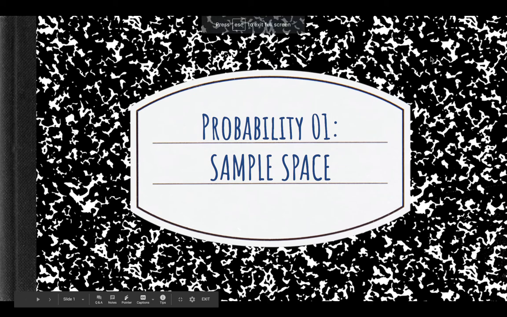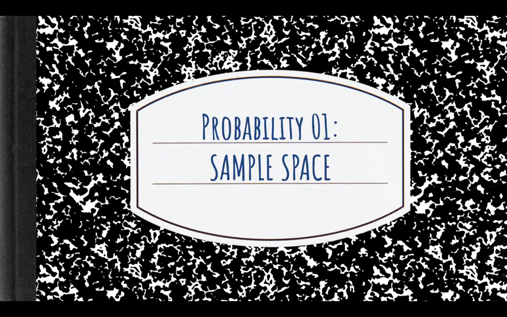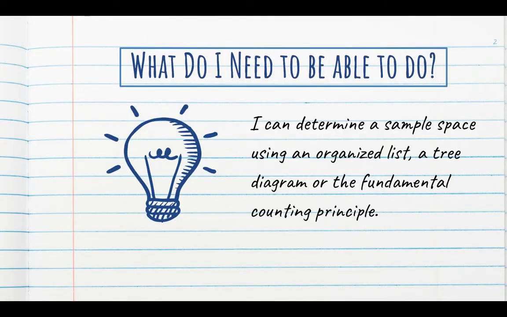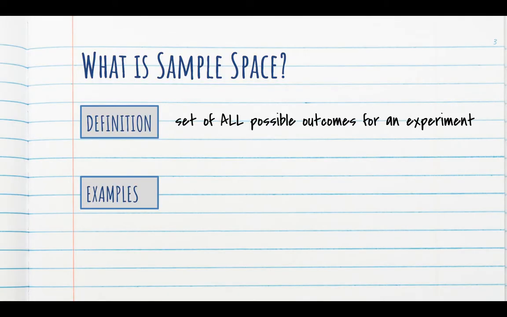Today's video is the first in our probability unit and is about sample space. The objective of this lesson is to determine a sample space using an organized list, a tree diagram, or the fundamental counting principle. When we talk about sample space, we're referring to the set of all possible outcomes of an experiment.